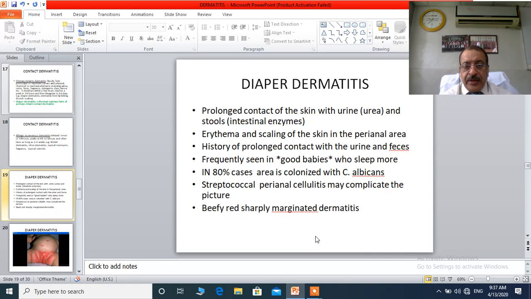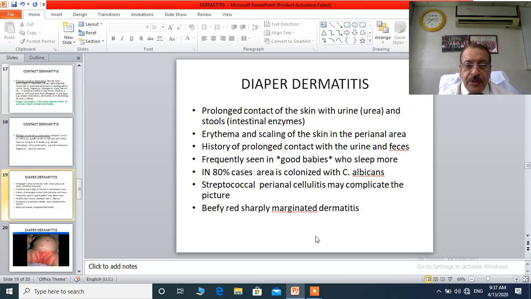History of prolonged contact with urine and feces will be present, and this is frequently seen in good babies who sleep more and whose pampers remain wet with urine and feces for a longer period of time. In 80% of the cases, this area may be colonized with Candida albicans.